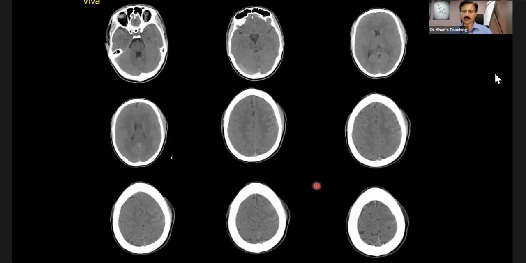Is there some finding? Yeah, there is some. Sorry, I just quickly go through. Go to the vertex, please. There is some subarachnoid hemorrhage on the left cerebral hemisphere towards the vertex. Can you be sure that this is subarachnoid hemorrhage? Can it be anything else other than subarachnoid?